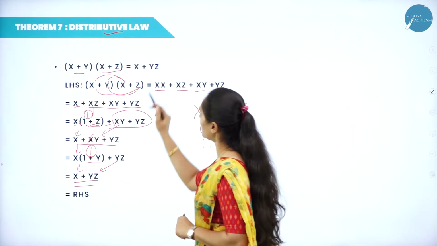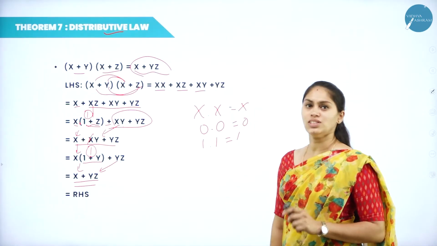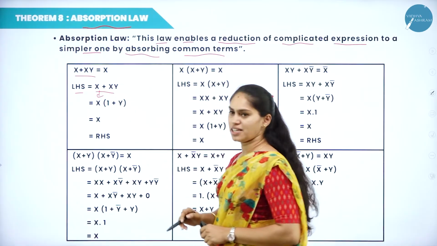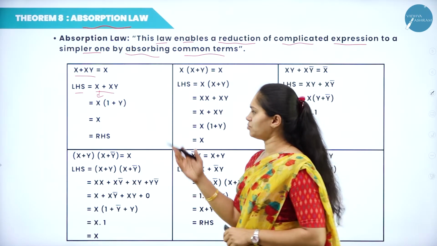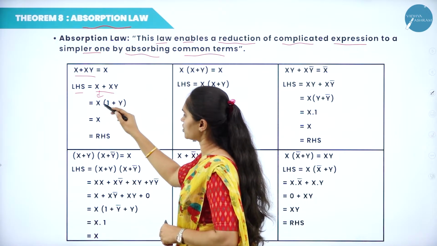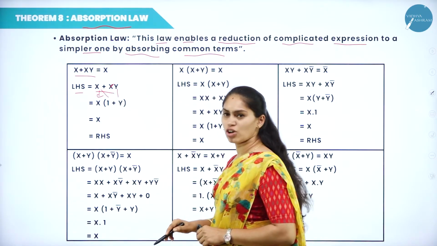That means we got the RHS here. So, we have proved LHS is equal to RHS. This is regarding the distributive law. Among these two expressions, we have the same x on both sides. So, let me consider x as a common factor here. So, x of 1 plus y. So we are going to take this x as a common factor.